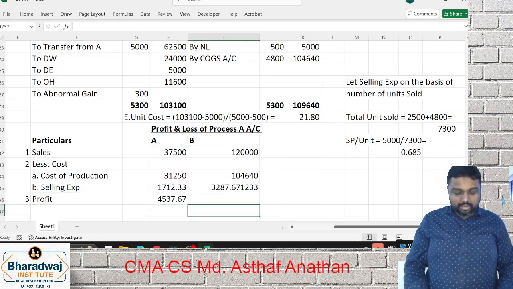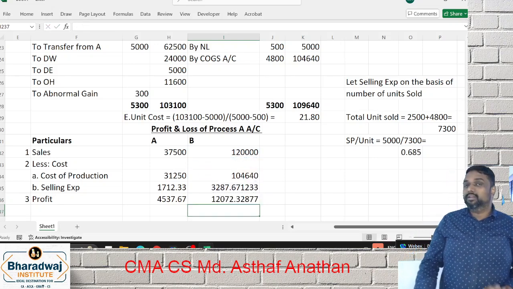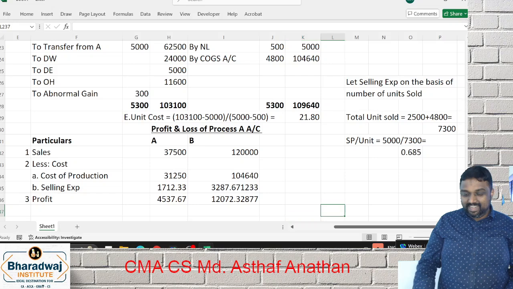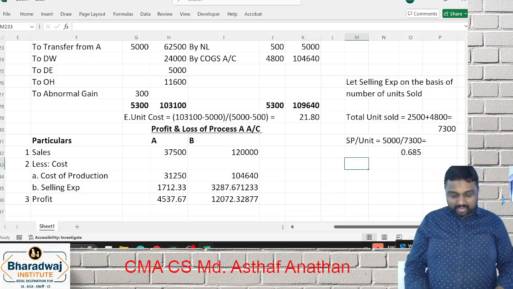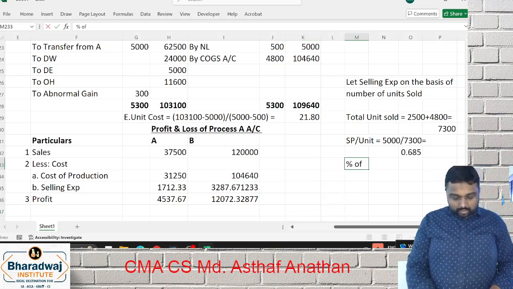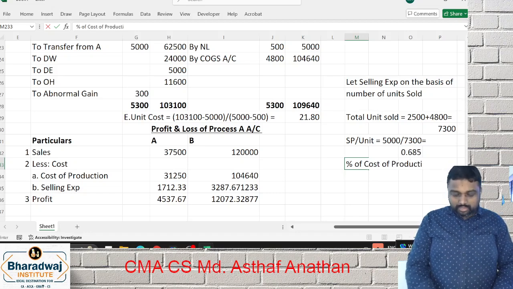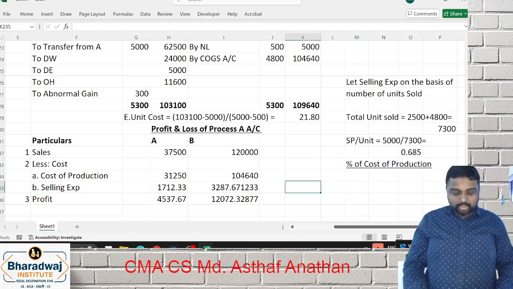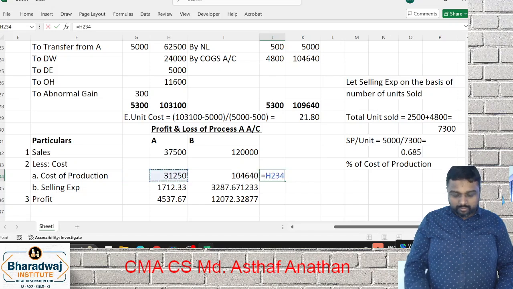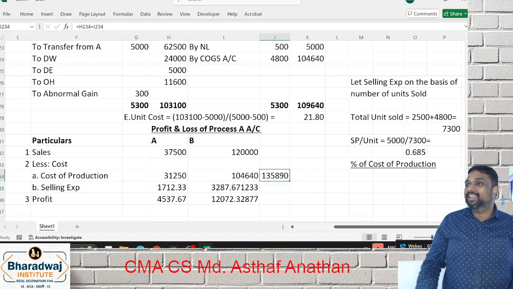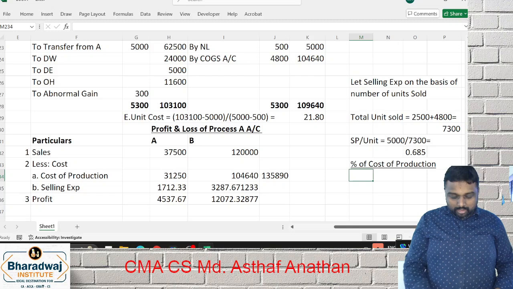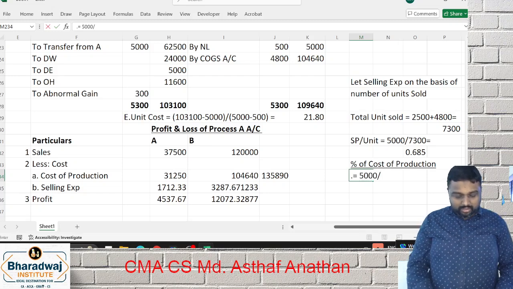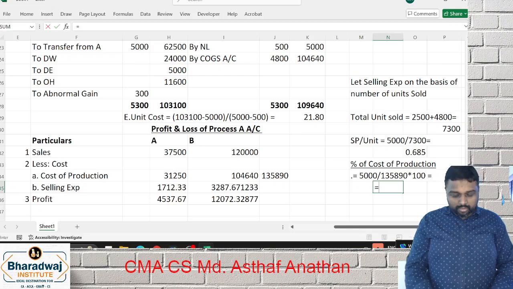Now another method, let me tell you. I'll tell you all the methods. This is one method. Just listen. Another, alternative method is percentage of cost of production. The total cost of production is what? 1,35,890. So what will be the percentage? 5,000 divided by 1,35,890 into 100. What will come?